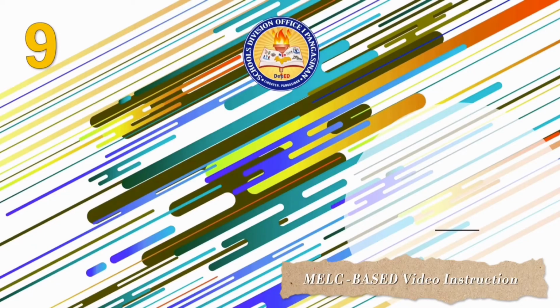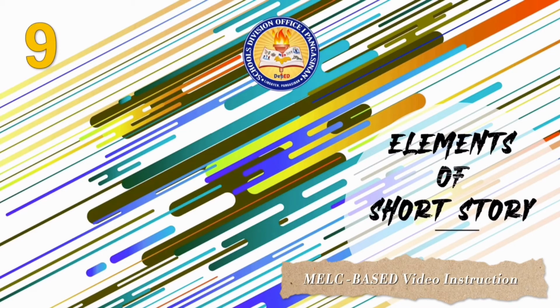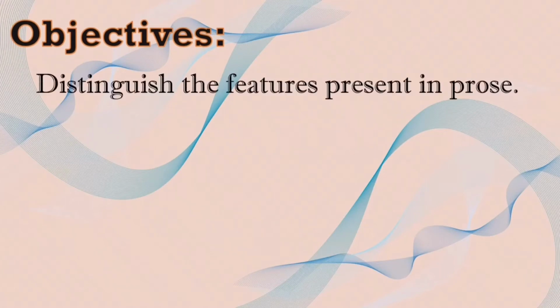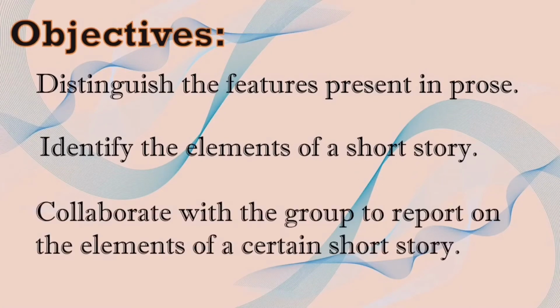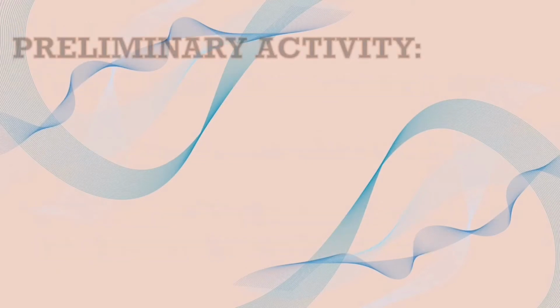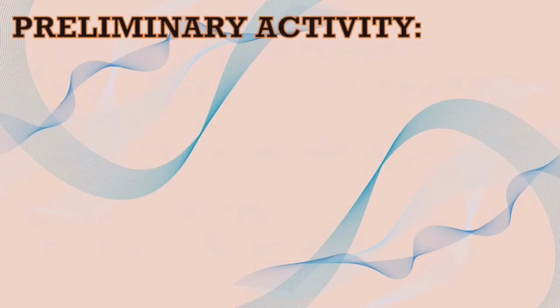Our lesson for this week is all about the elements of short story. Objectives are: first, distinguish the features present in prose. Second, identify the elements of a short story. And third, collaborate with the group to report on the elements of a certain short story. Before we begin the lesson, let us have first a preliminary activity.